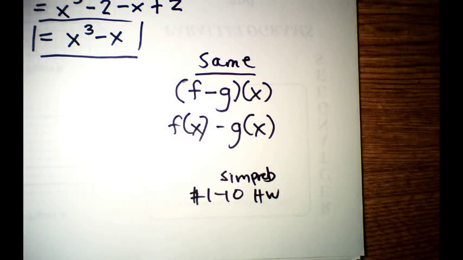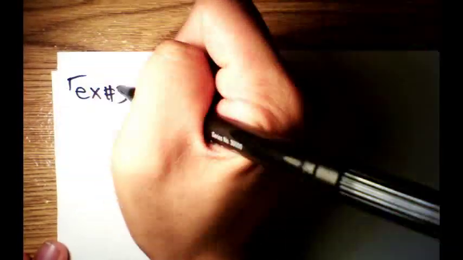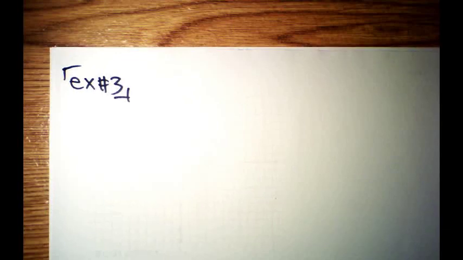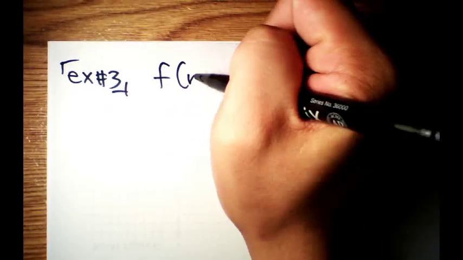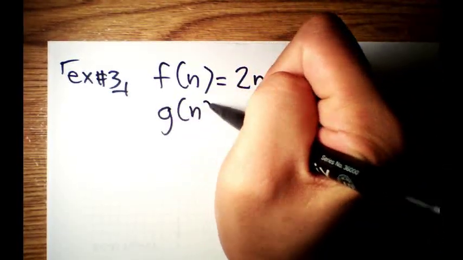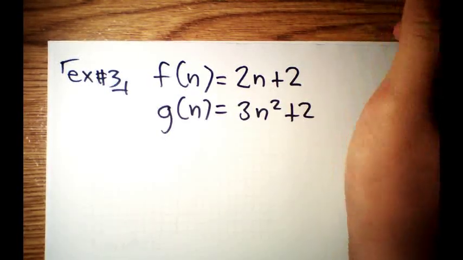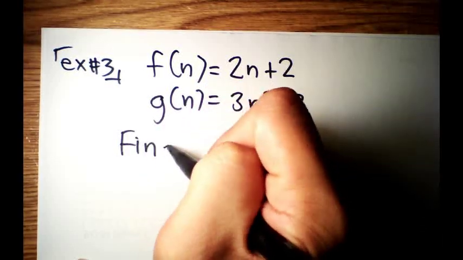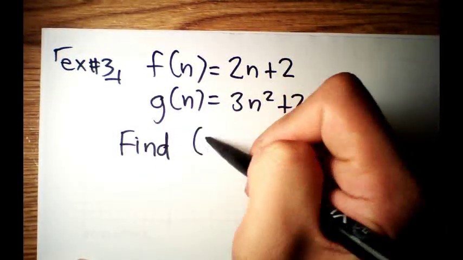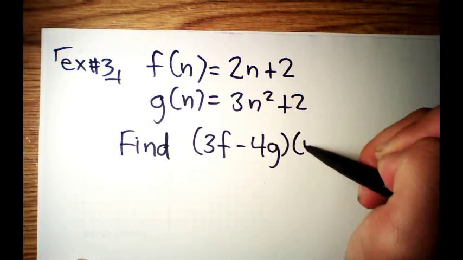Let's do now one with multiplication, example number 3. And let me just straighten out this paper. Let's do something like f of n is equal to 2n plus 2, and then your g of n is equal to 3n squared plus 2. Find 3f minus 4g of n.